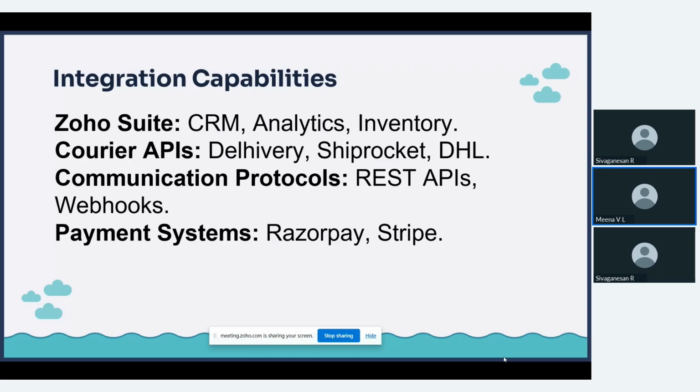And then you have courier APIs like Delhivery, Shiprocket, DHL, and also there are payment systems, right? Razorpay, Stripe, all these are easily integrated through Zoho Creator. And we can also use REST APIs and webhooks through Zoho Creator.